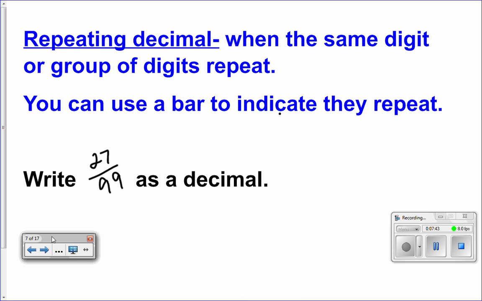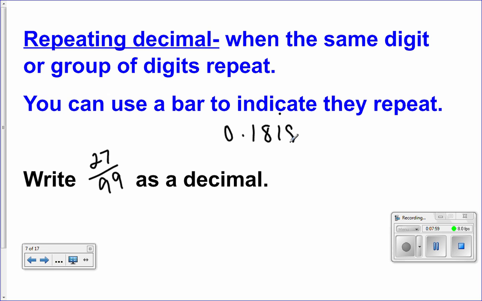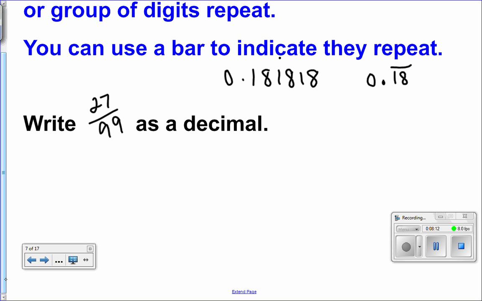So a repeating decimal is when the same digit or group of digits repeat, just like you saw on the slide before. You can use a bar to indicate this repeat. So if I wanted to show, in the example that we just did, that the 1 and the 8 repeat, I can put 1, 8 with the repeating bar over the 1 and the 8. So let's practice writing 27/99 as a decimal.